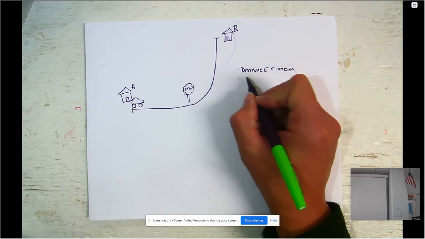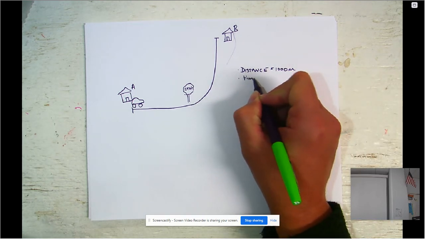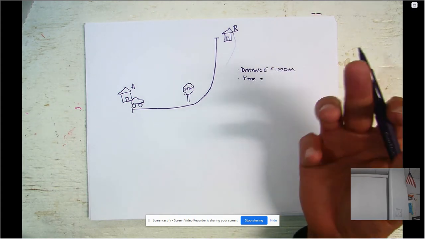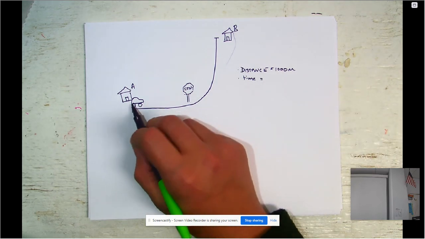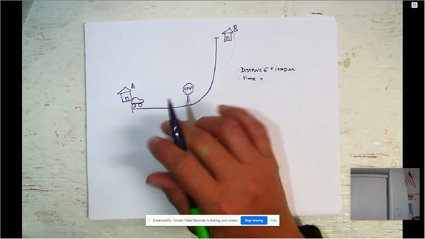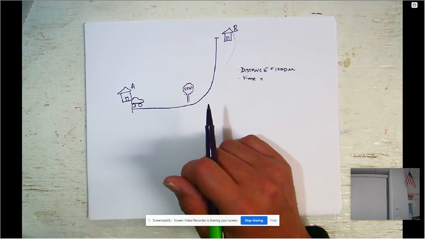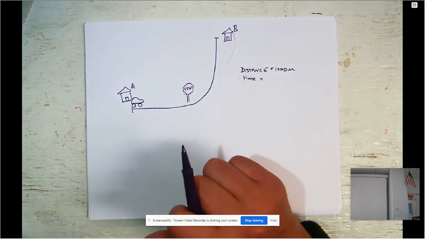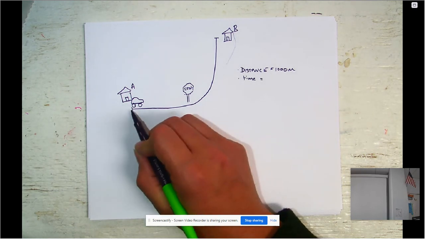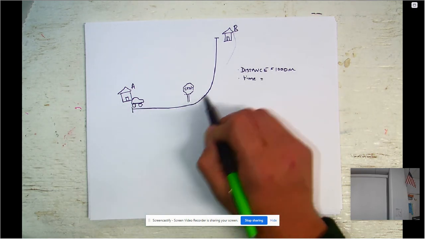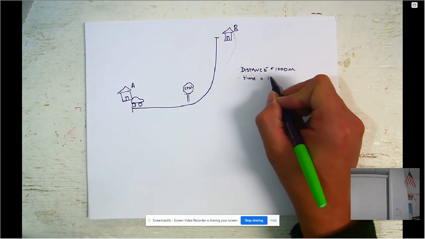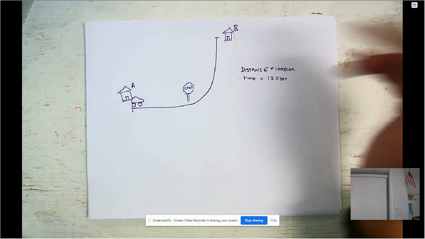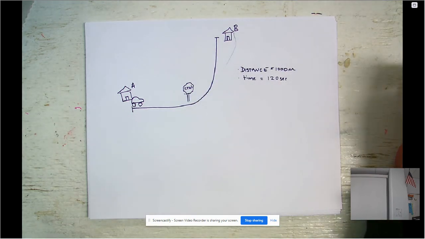There's another thing that we can talk about. We can talk about time. How long did it take for you to get there? In science, we like to use seconds. And so let's say they live right around the corner, so it doesn't take that long to get there. Let's say that you stop at the stop sign and you continue on. Let's say it takes 120 seconds for you to get there. So that's about 2 minutes, right around the corner.